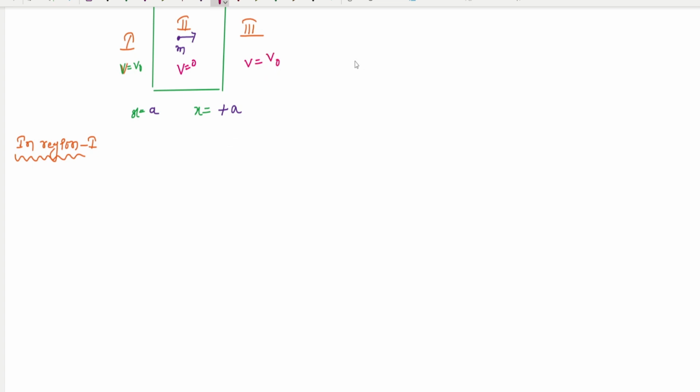So these are the three regions: potential. In region 1, V equal to V naught. Region 2, potential energy. Region 3, potential energy. So here I'm going to use the first region, V equal to V naught.